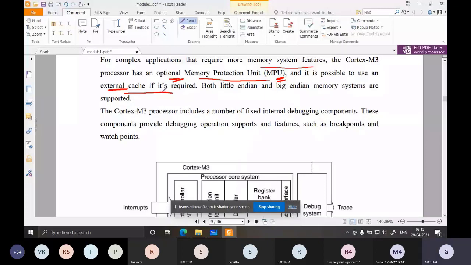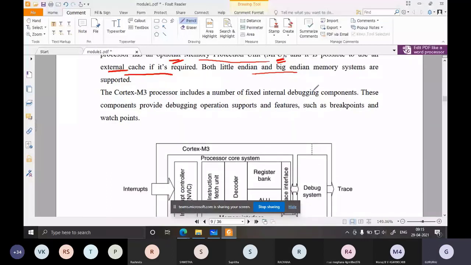And this Cortex M3 supports both little endian and big endian memory systems. We shall talk about little endian and big endian in the coming sessions. These are nothing but two ways of representing data, that's all.